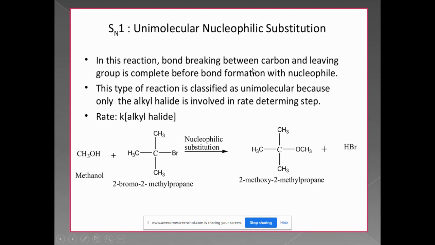In this type of reaction, bond breaking between the carbon and the leaving group is completed before bond formation with the nucleophile. So here, there is a bond breaking step before the bond formation step. The bond will not form directly, but in between a transition state takes place. That's why this type of reaction is classified as unimolecular, because only the alkyl halide is involved in the rate determining step. The side product which will be formed is HBr.